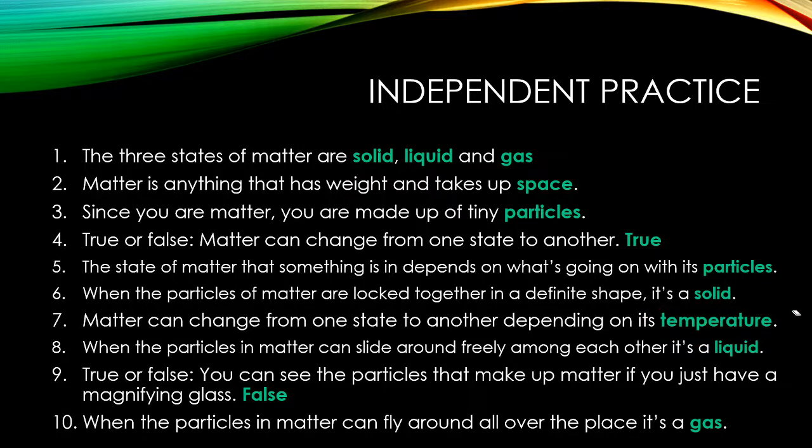Number 8, when the particles in matter can slide around freely among each other, it's a liquid. Number 9, true or false, you can see the particles that make up matter if you just have a magnifying glass. That's false. You need a super crazy powerful microscope like an electron microscope to do that. And number 10, when the particles in matter can fly around all over the place, it is a gas. That is our third state of matter that we were learning about.